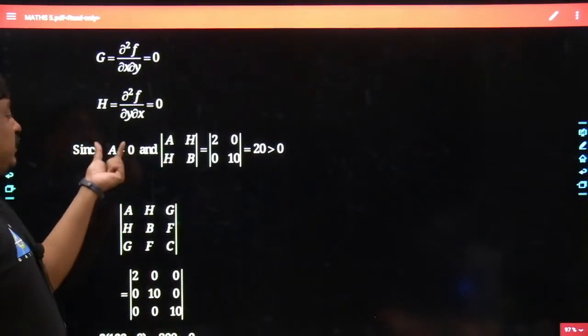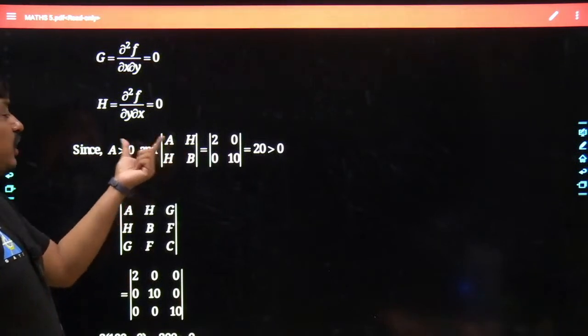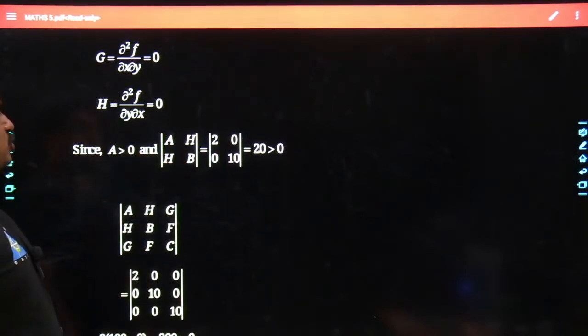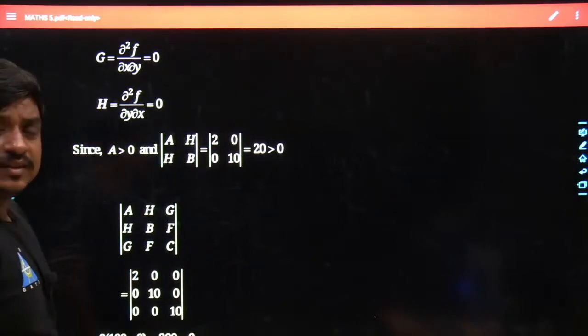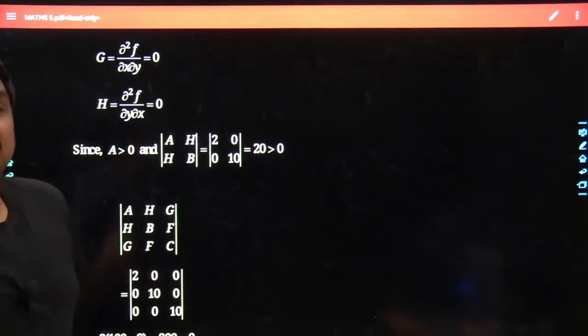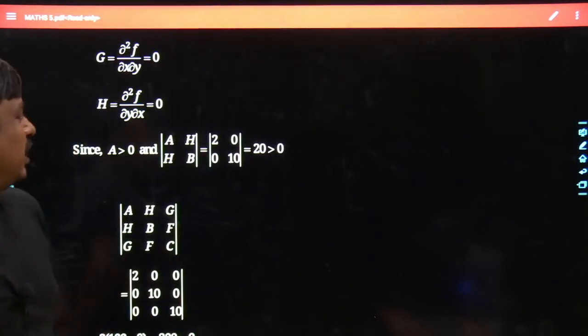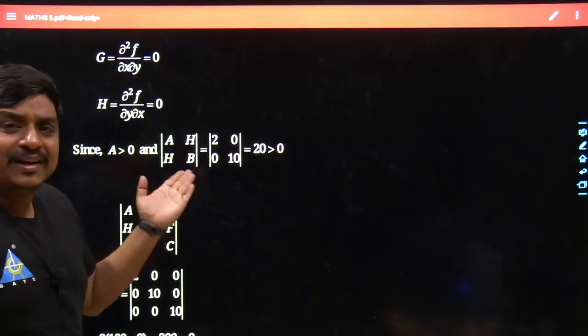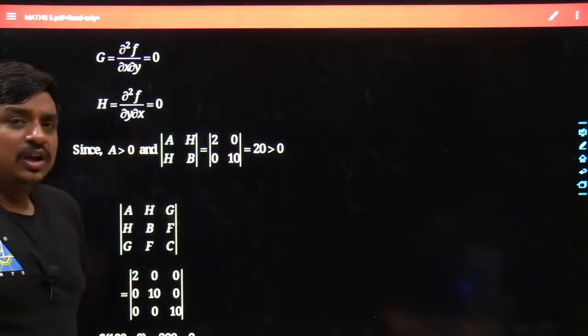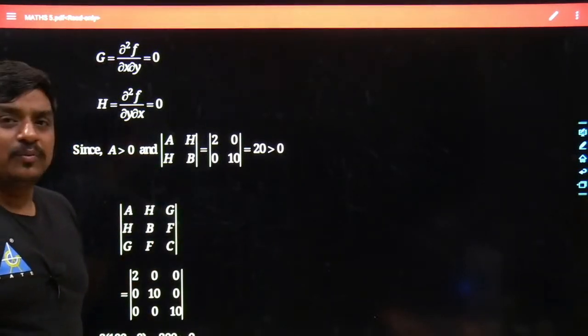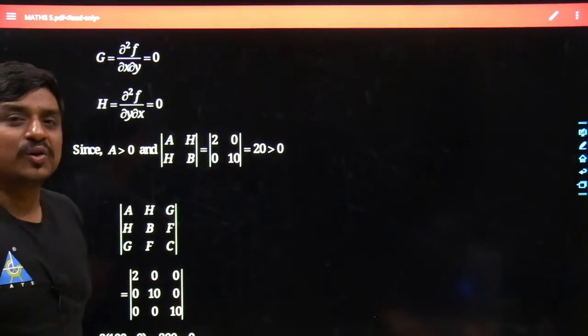Now here, since a is greater than 0, and if you get the determinant of A H H B, the value was found to be greater than 0. That means the stationary point is a point of extrema. It's a point of extrema. Again, I am saying you need not go into the detailed analysis of this problem, because if you want, I can solve this problem thoroughly, but probably it is not at all required for you guys.